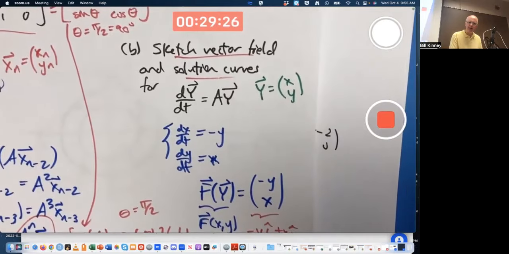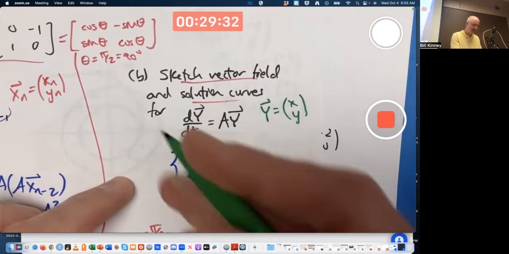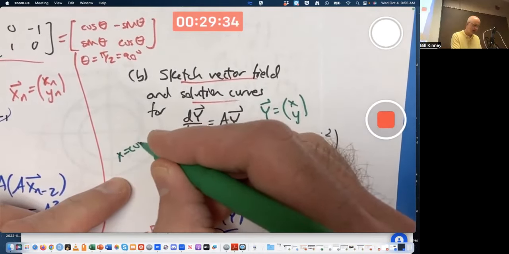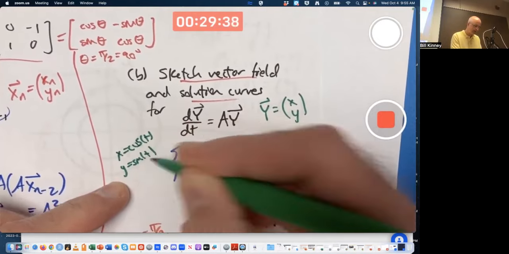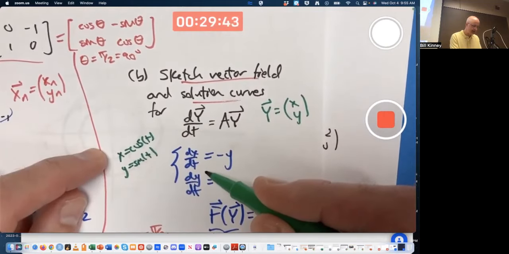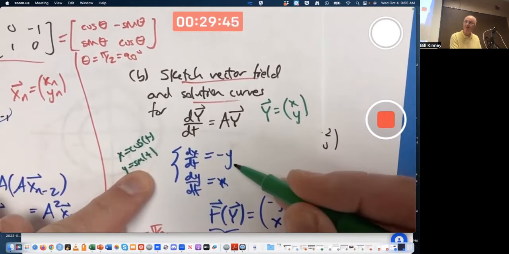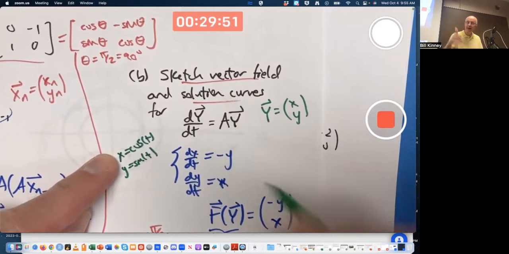I wonder if x equaling cosine of t and y equaling sine of t solves the system. I think it does. If x is cos t and y is sine t, dx/dt is the derivative of cos t, which is negative sine t, which is also the same as negative y. And dy/dt would be cos t, which is also the same as x. It works.